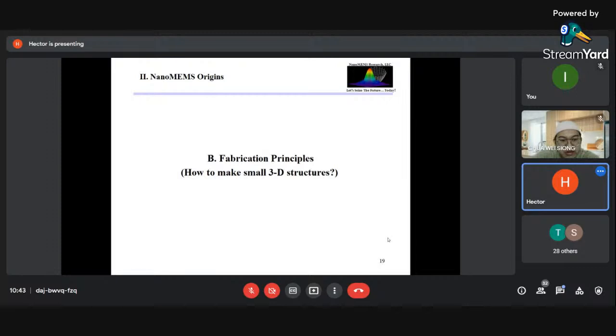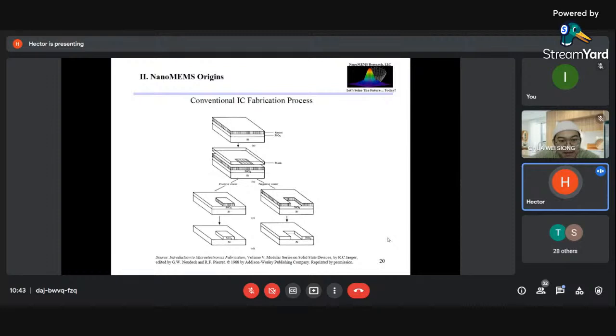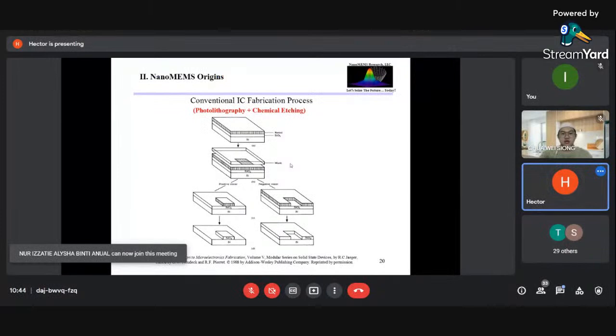Most of us are familiar with the conventional two-dimensional IC fabrication process, which is based on photolithography and chemical etching, and is predicated upon the following fundamental steps. The wafer is covered with a barrier, typically silicon dioxide for a silicon wafer. The surface is then coated with a light-sensitive material called a photoresist. A photomask plate, which is a square glass plate with a patterned emulsion or metal film on one side, is placed over the wafer, and the photoresist is exposed through the mask to high intensity ultraviolet light, wherever the mask is transparent.